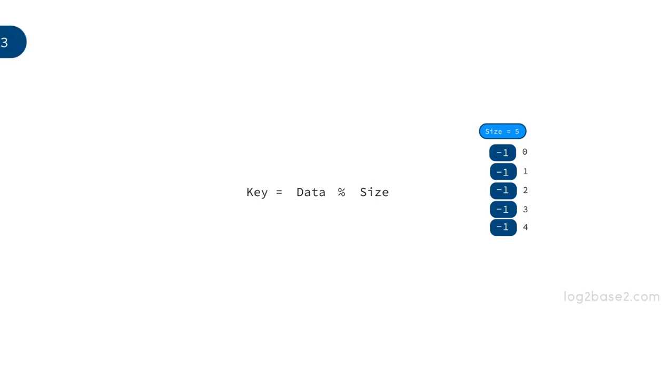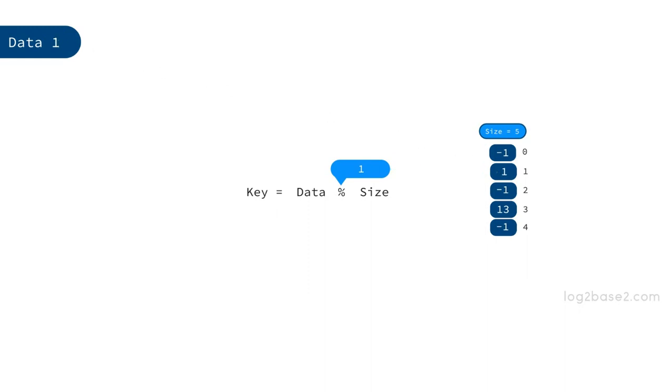First, let us insert data 13. Applying it in this equation, we get 13 mod 5 equal to 3. That is, we have to insert 13 at index 3, and index 3 is holding value -1, which means it is free. So insert it there. Now let us insert data 1. Again applying it in this equation, we get 1 mod 5, which is equal to 1. We have to insert 1 at index 1, and index 1 is holding value -1, which means it is available for insertion.